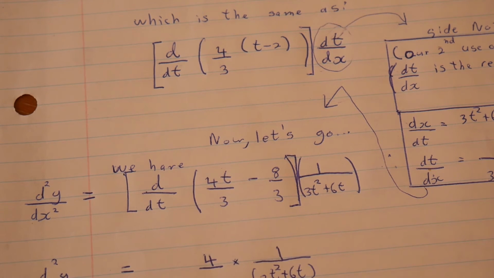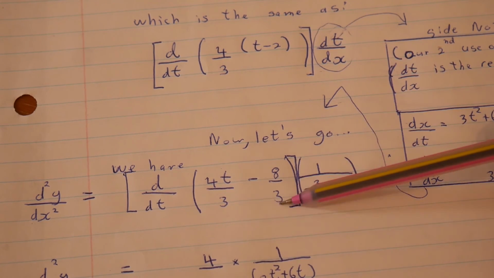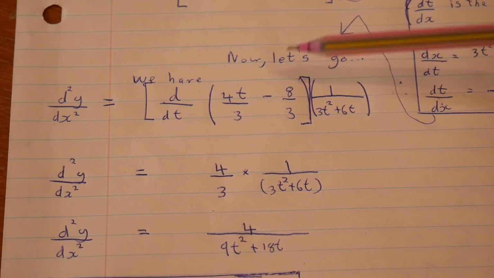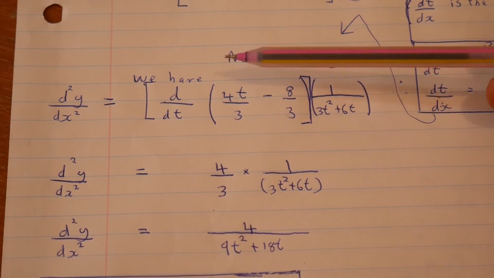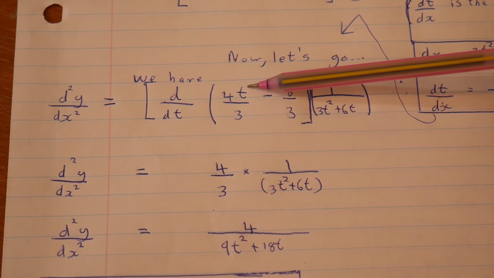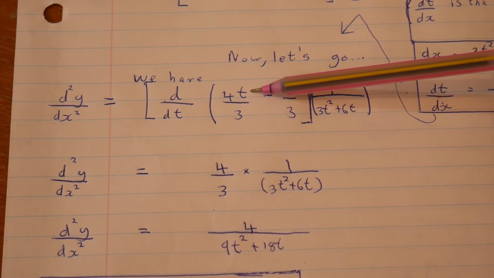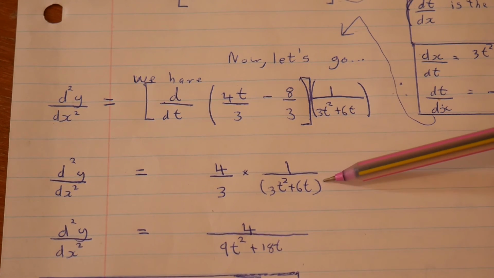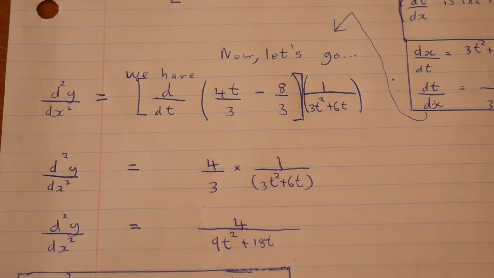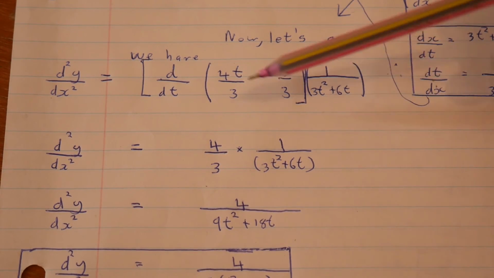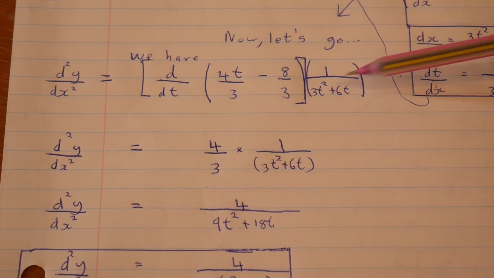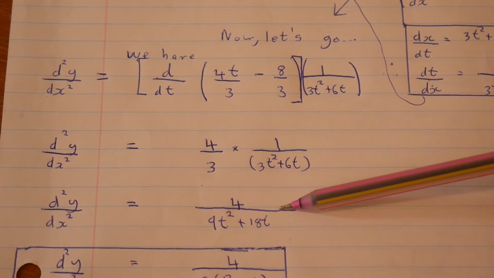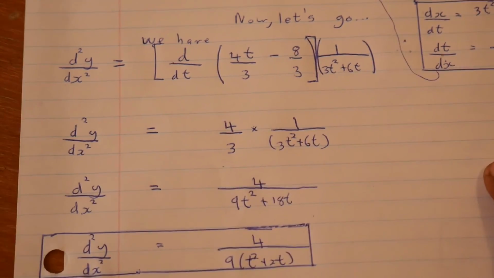Anyways, finding d/dt of this, we just have 4/3: differentiate 4/3 t with respect to t, just 4/3. This would go to 0, and this just comes down there. We don't touch this. This is d/dt of this, so when you finish, don't multiply by that. So that is that there, and that's our answer.